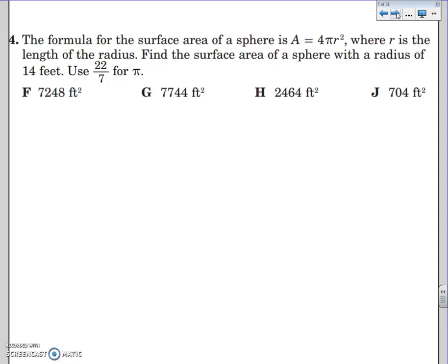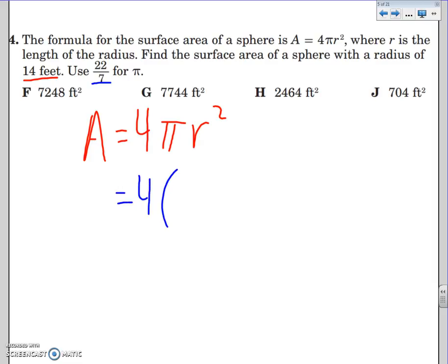Formula, okay, find the surface area of a sphere with a radius of 14. Alright, here's my formula. They told me R is 14, and they even told me to use 22/7 for pi. 4 times 22/7 times 14 squared. By the way, I do have a calculator.